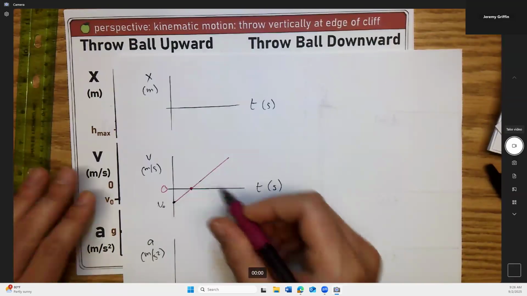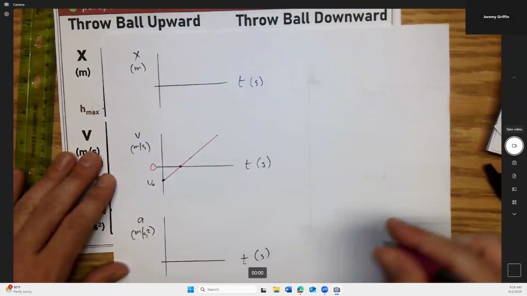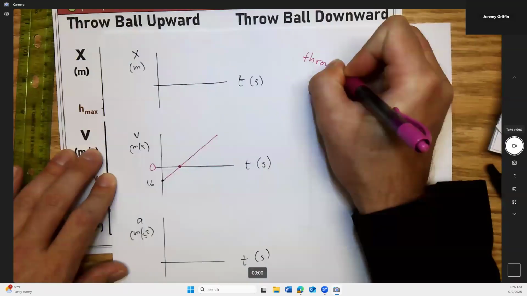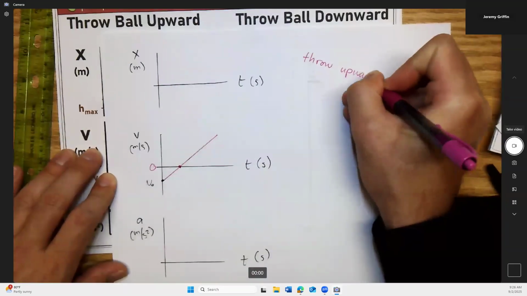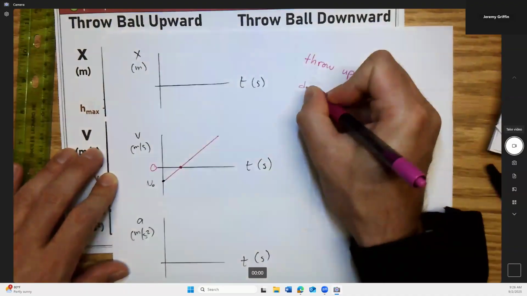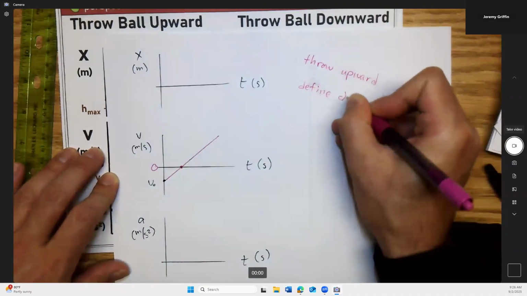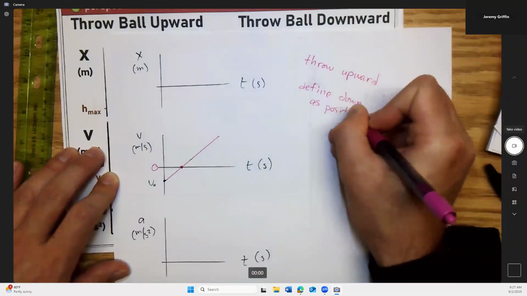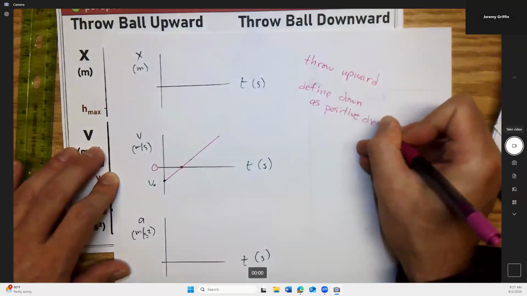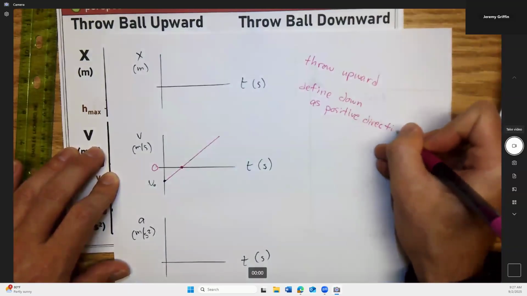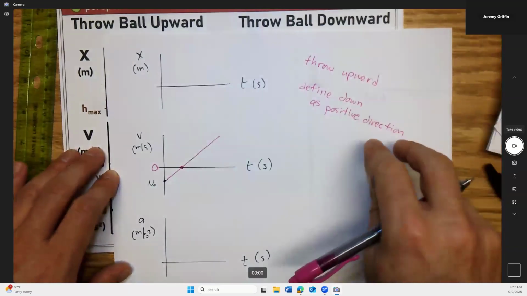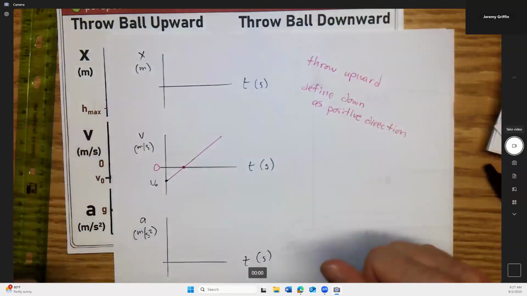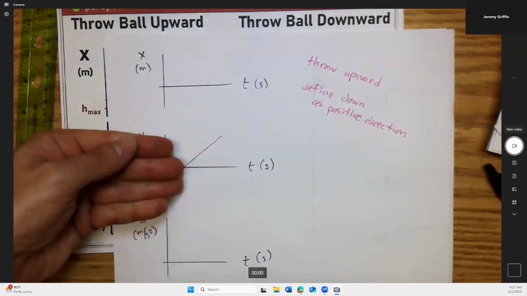Keep in mind that the situation is a throw upward, but we've defined down as the positive direction. This is just for the notes today. Remember, AP might give you exactly this, or AP might turn the whole thing upside down and say, actually, let's call up positive, and the whole thing just flips upside down.